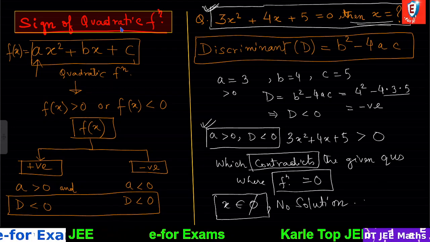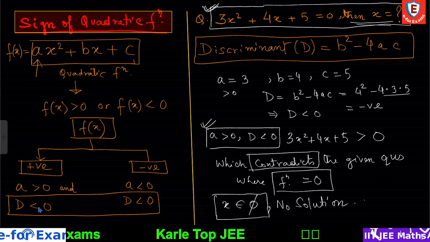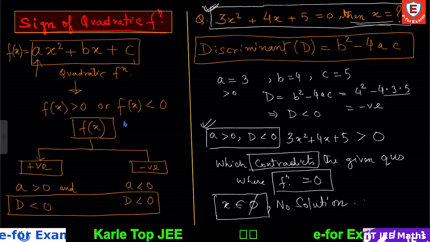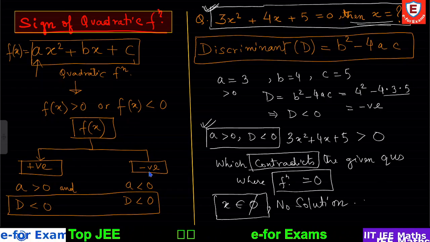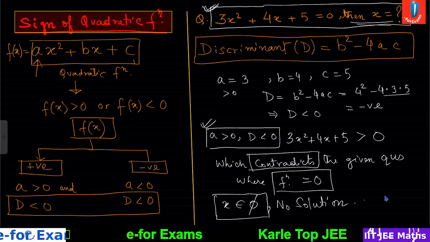For a given quadratic function to be positive, a must be greater than 0 and discriminant must be less than 0. And for the same quadratic function to be negative, a must be less than 0 and discriminant must be less than 0. Okay.